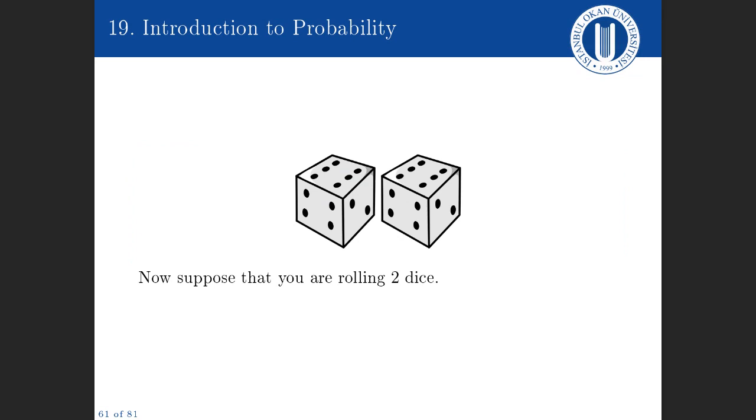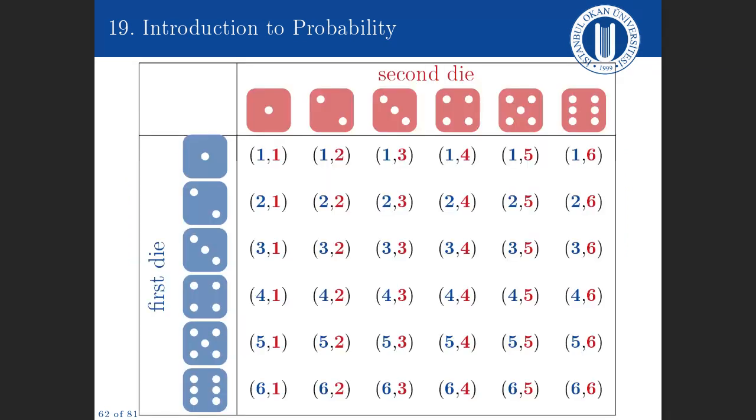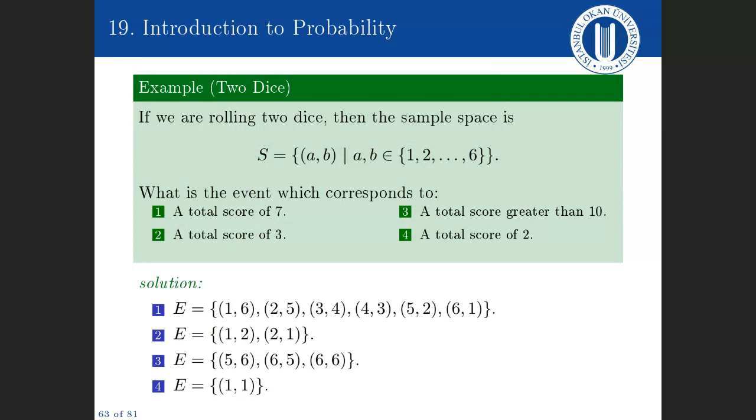Now let's suppose that we have two dice. We're going to roll two dice. What are the possible outcomes? The first die, which I've drawn in blue, could be 1, 2, 3, 4, 5, or 6. And the second die, which I've drawn here in red, could also be 1, 2, 3, 4, 5, or 6. These are all the different outcomes of rolling two dice. For example, if we're rolling two dice, then the sample space is the set containing all of the pairs A and B, where A and B are numbers between 1 and 6.